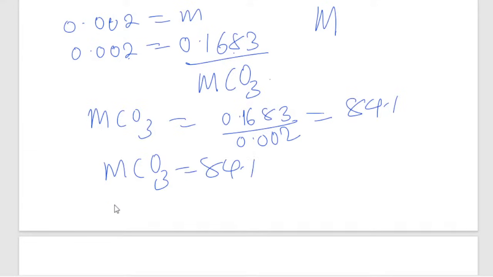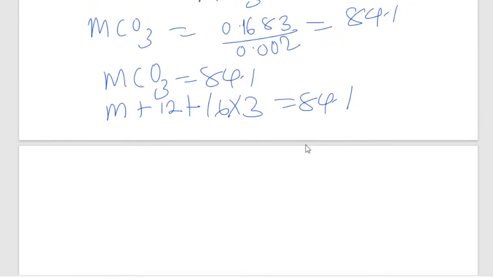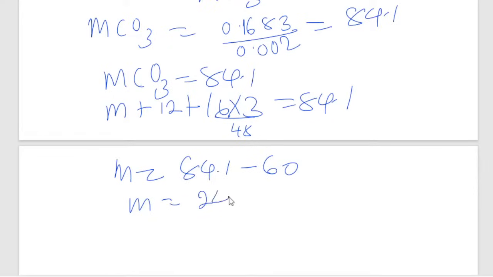But now I need to find out what is M plus 12 plus 16, which is oxygen, times 3, is equal to 84.1. Now, since I've got that, I'm able to find out what M is. When you add this, 48 plus 12 is 60. So M, then the 60 goes to the other side: 84.1 minus 60. So M is going to be equal to 24.1.